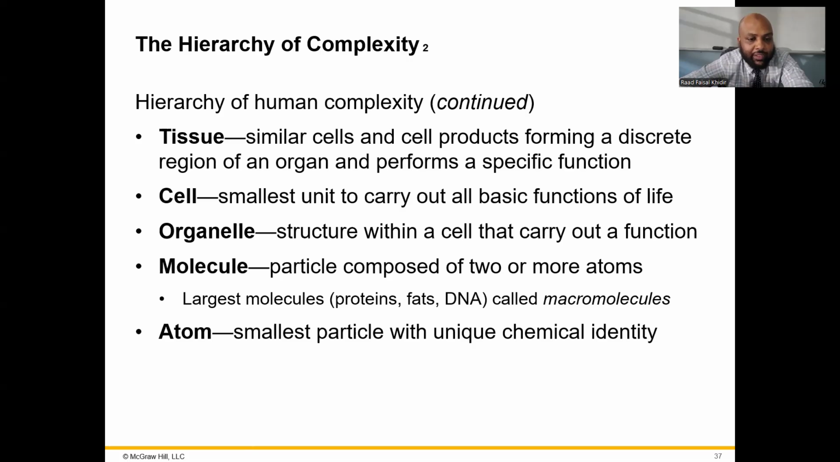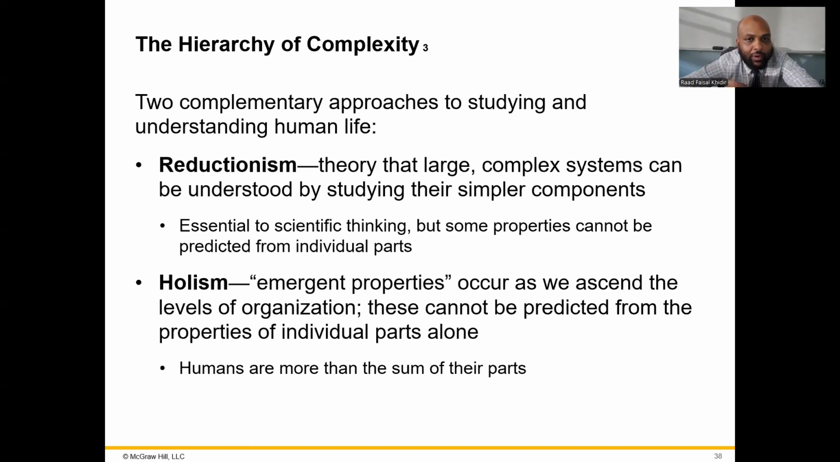Then there are organelles. Organelles are structures within a cell that carry out a function. And then we have a molecule. Molecules are particles composed of two or more atoms, and the largest molecules, proteins, fats, DNA, are called macromolecules. And atoms are the smallest particles with unique chemical identity. Okay, the hierarchy of complexity.